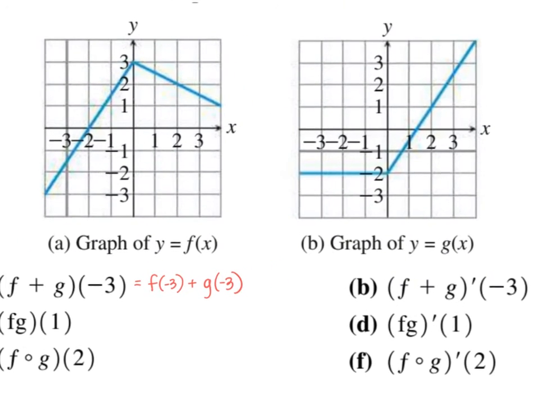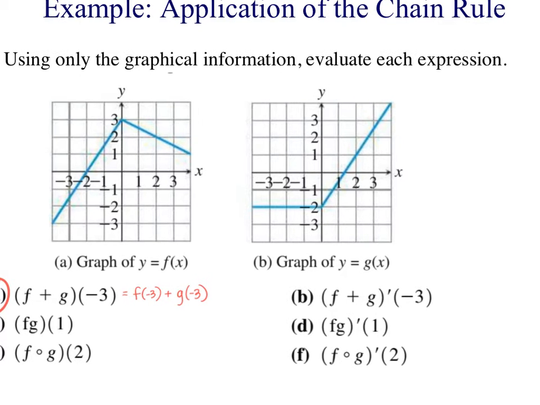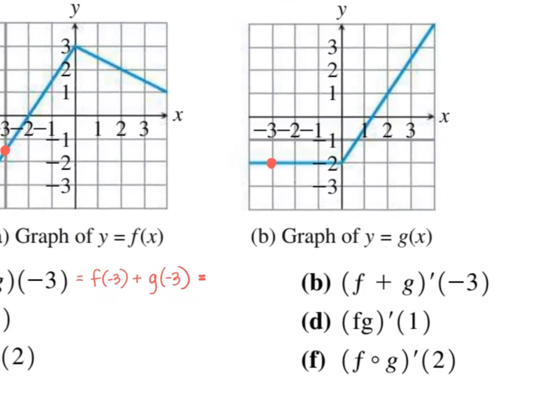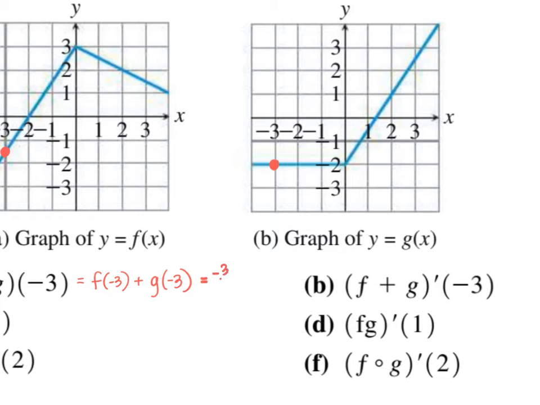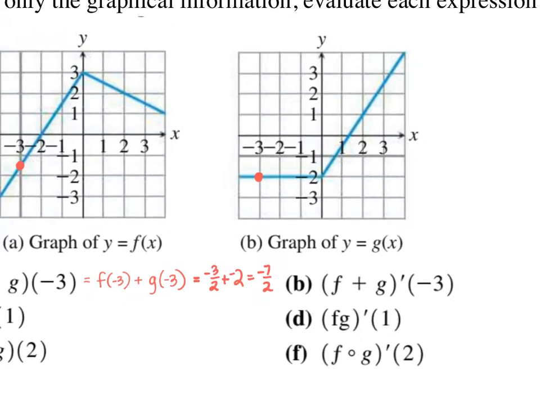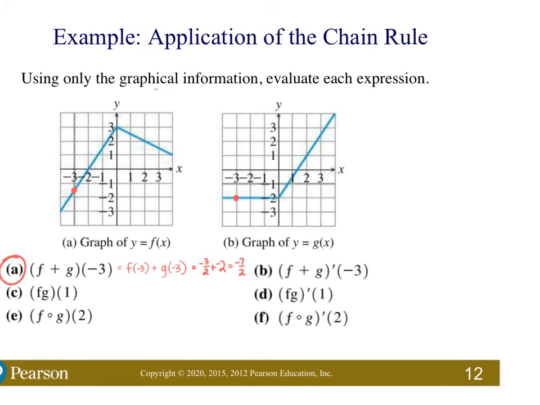So this is just a simple matter of reading the graph and pulling the answers off of that. So f of -3 is right here, and on the g graph we have right there, and so we're looking at f of -3 being -3/2, and then g of -3 being -2, and so those two things added together are -7/2 for that value. And that's just reading the chart.